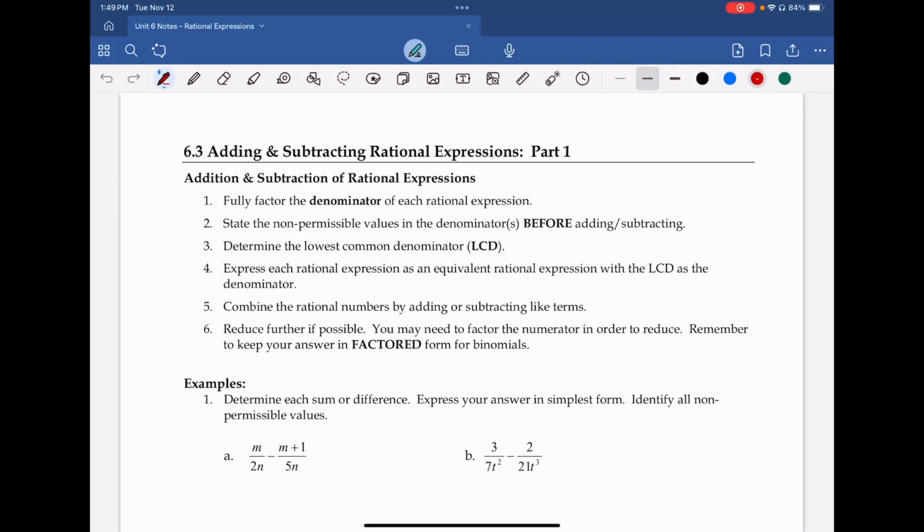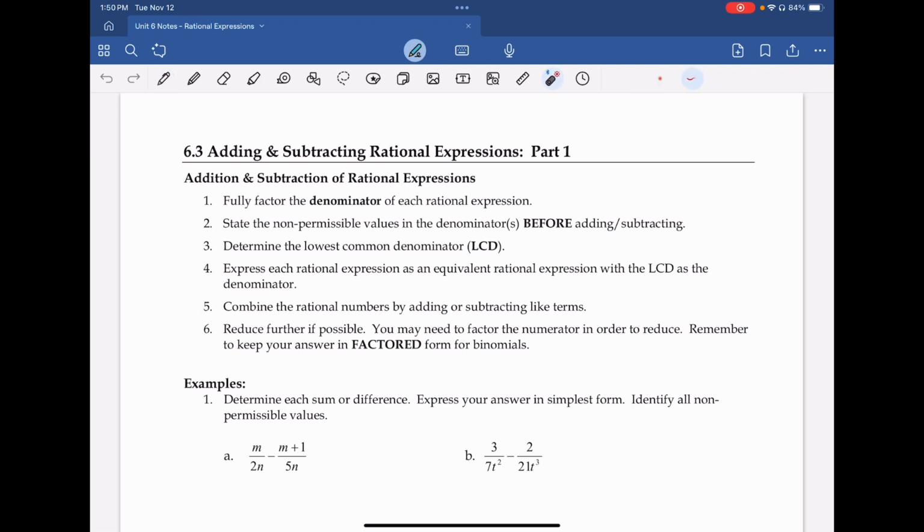All right, so now we're going to move on to lesson 6.3, which is going to be adding and subtracting rational expressions. So up until this point, we've done division, we've done multiplication, we've stated the non-permissible values, which is pretty standard for rational expressions. But now we're just going to add the adding and subtracting operations and see how these look.